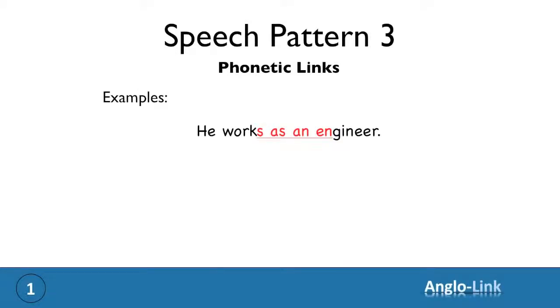He works as an engineer. You've got 3 words that begin with a vowel: as, an, and engineer. In connected speech, they all run into each other. He works as an engineer.